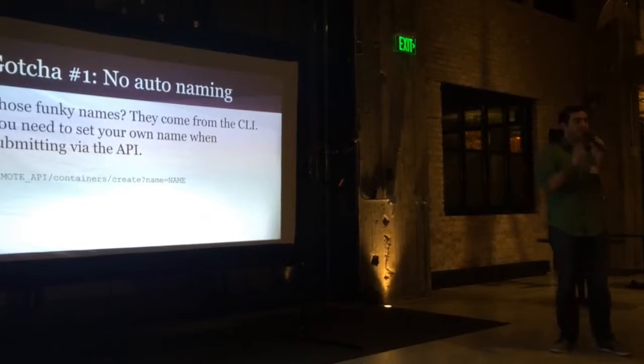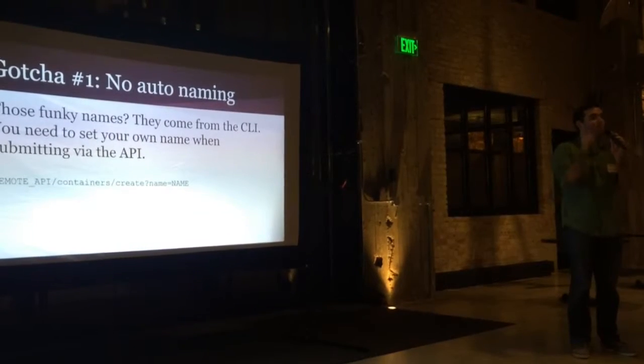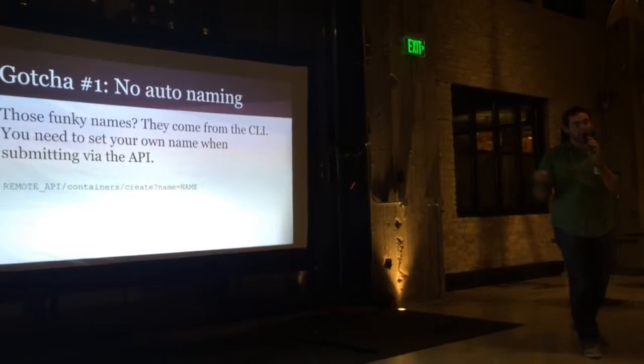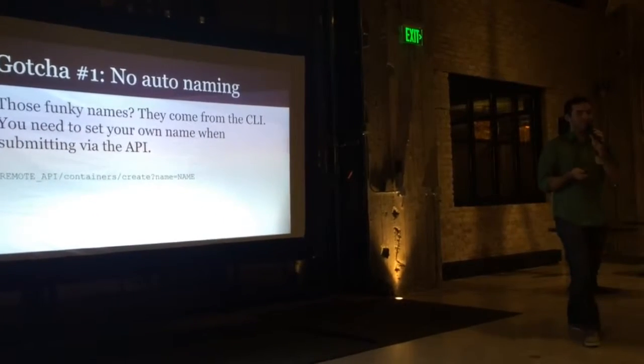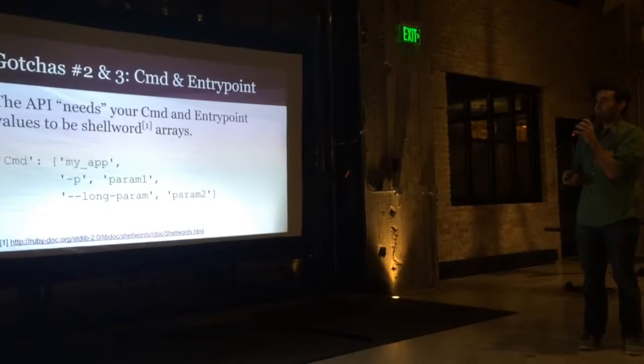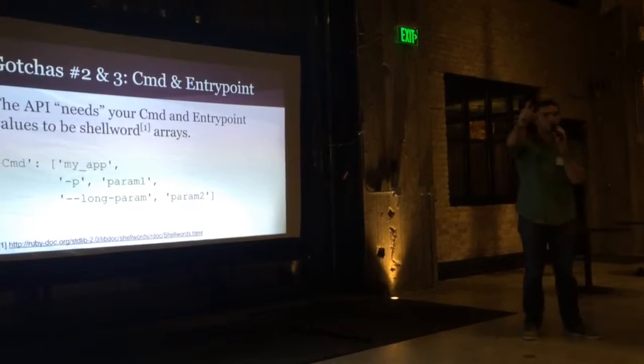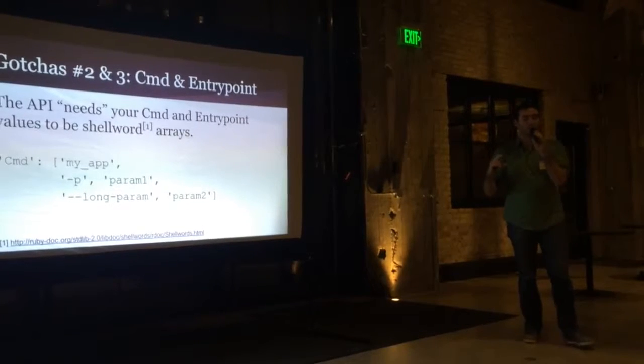So the gotcha number 1, those fun names that you get, those are generated by the CLI. So if you're using the API, you need to specify your own name. That's fun.